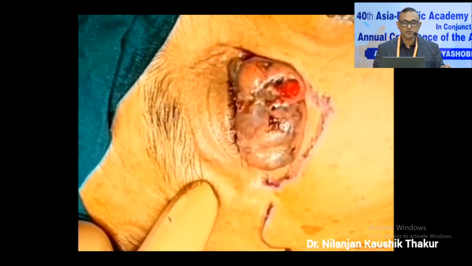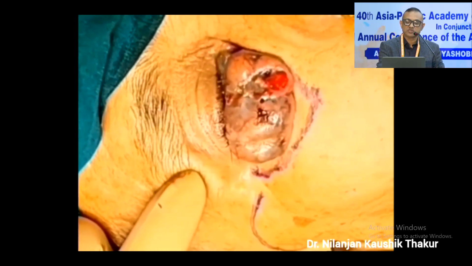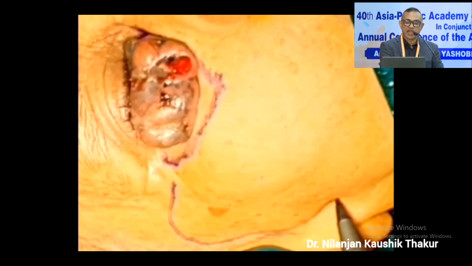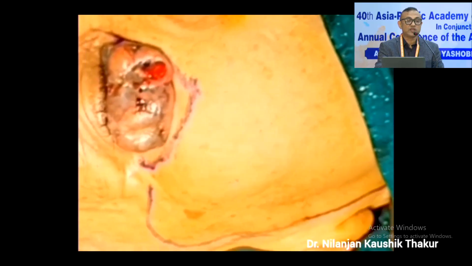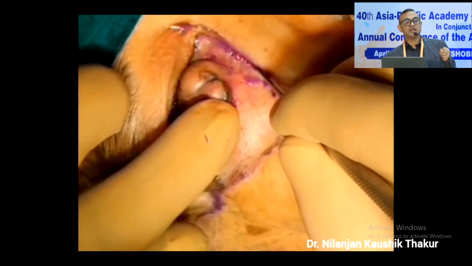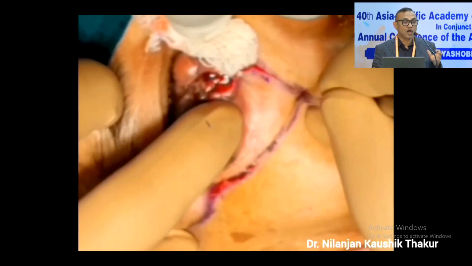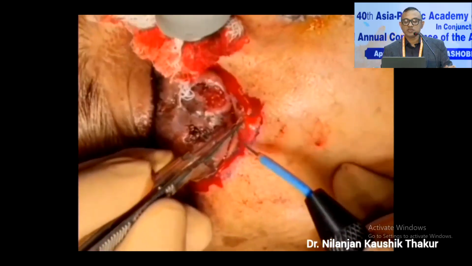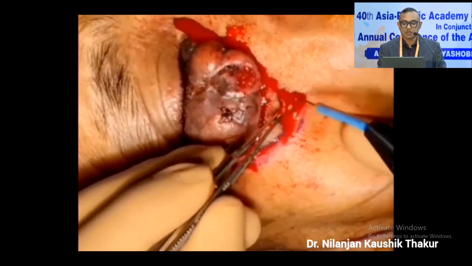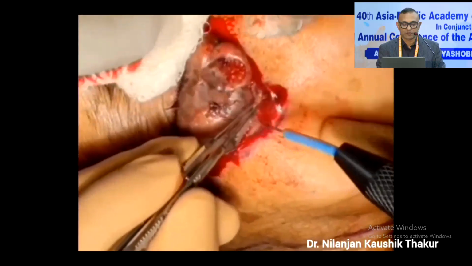And you can see, this is another marking which starts from the lateral canthus in a curvilinear fashion, going as high as the eyebrow and extending in front of the ear. This is done in order to prevent the late lateral contraction of the flap. Now incision is given and dissection is carried out.